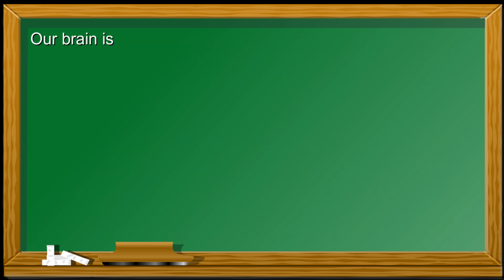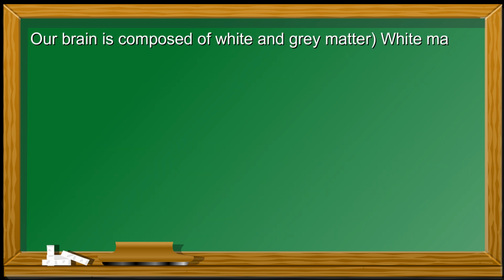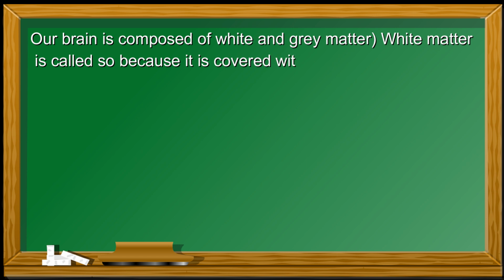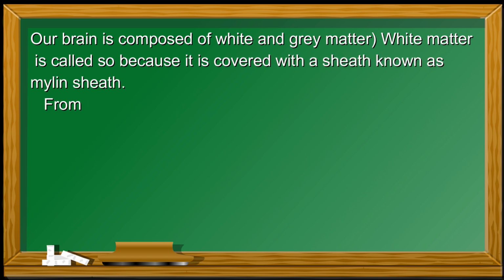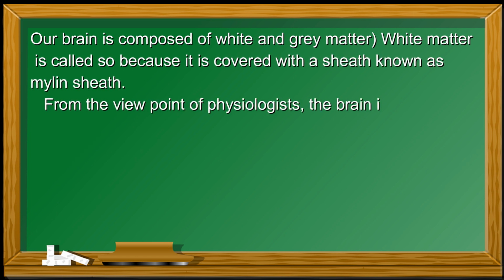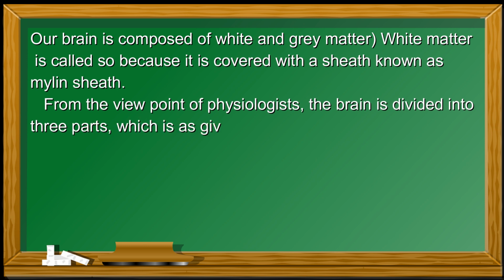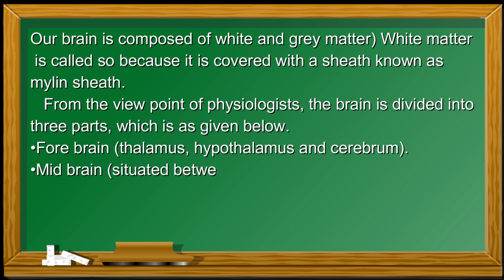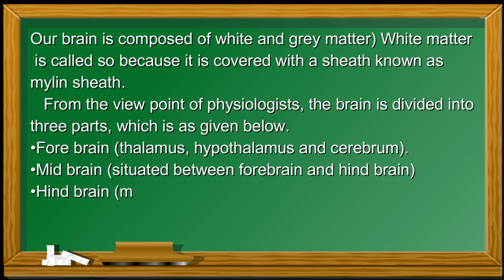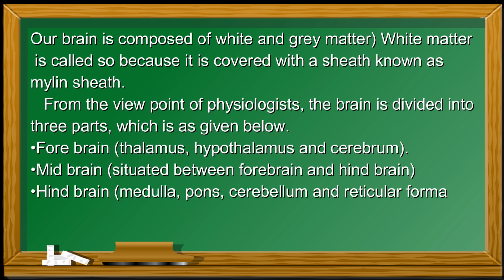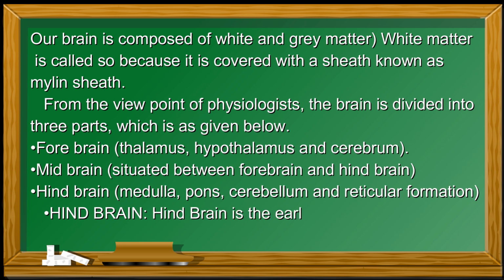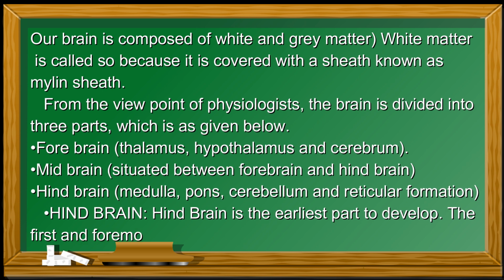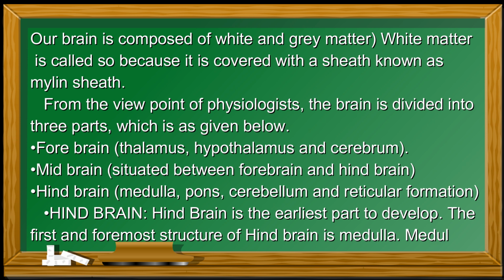Our brain is composed of white and grey matter. White matter is called so because it is covered with a sheath known as myelin sheath. From the viewpoint of physiologists, the brain is divided into three parts, as given below. Forebrain: thalamus, hypothalamus and cerebrum. Midbrain: situated between forebrain and hindbrain. Hindbrain: medulla, pons, cerebellum and reticular formation.